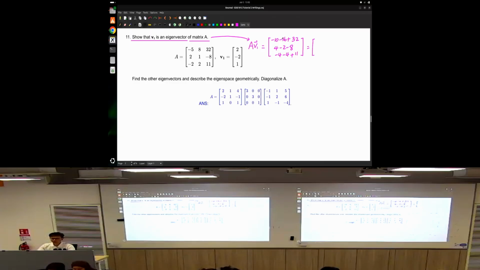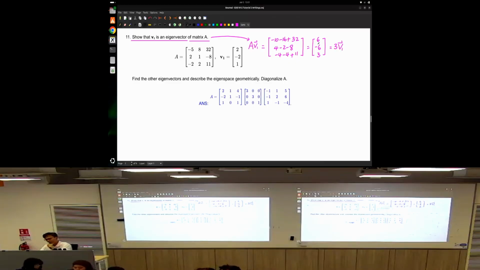So therefore this is minus 26 plus 32, so that's a 6. Then this is 4 minus 2 minus 8, so therefore it's a minus 6. Then the final row will be minus 8 plus 11, that looks like a 3. Then what do you realize? Isn't 6, minus 6, 3 equal to 3 times V1? Agree? You just take 3 multiplied by V1, you get this vector here.